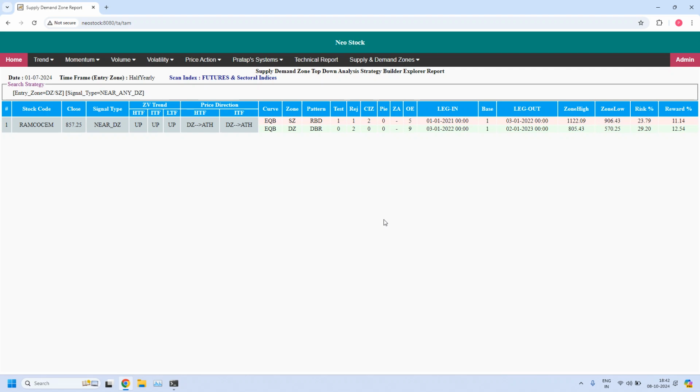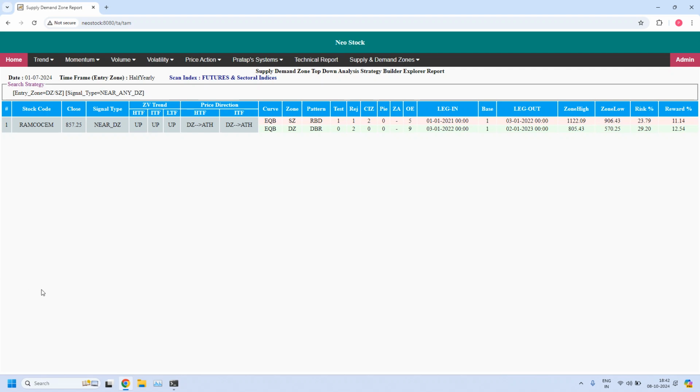In case you do not know how to study this report, I request you complete our training lesson 21.1, that is part 1 of lesson 21. There I have explained each and every column, their values, abbreviations, everything in detail. I also explained how we can draw the zones in TradingView by taking this leg in and leg out timestamps and base candle count.